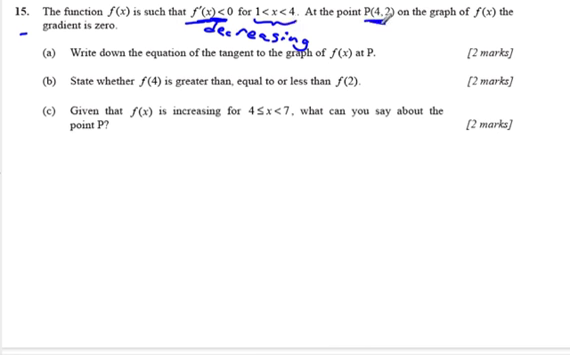Okay, at the point (4, 2), so it's going to go through this point, then the graph of the function has a gradient of 0. Okay, so it goes from decreasing to a gradient of 0. It won't quite do that, but... so it says, write down the equation of the tangent to the graph at this point here.